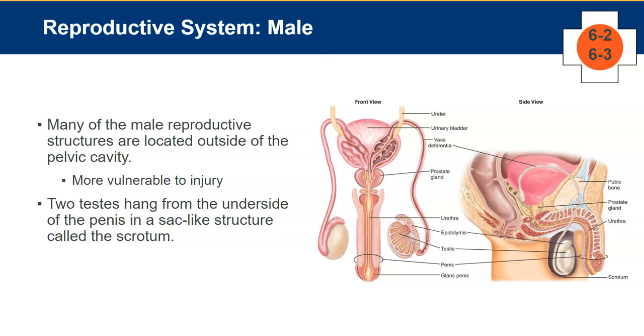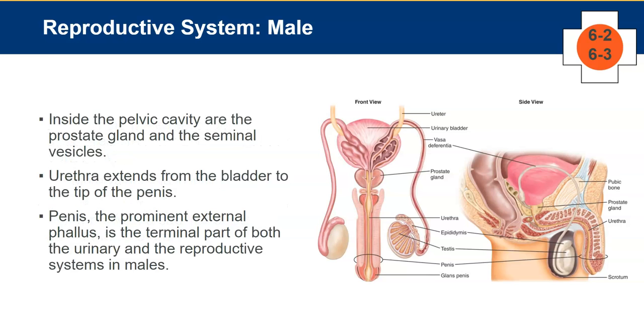We can see the structure of the male reproductive system here with the testes outside the body, inside the scrotum, and the external penis. Inside the pelvic cavity, we have a couple of other pieces, principally the prostate gland and the seminal vesicles. The urethra is also part of the urinary system. For males, we can see that it's a part of both. The external part is going to allow for elimination of wastes when it functions as part of the urinary system, but also part of reproduction.